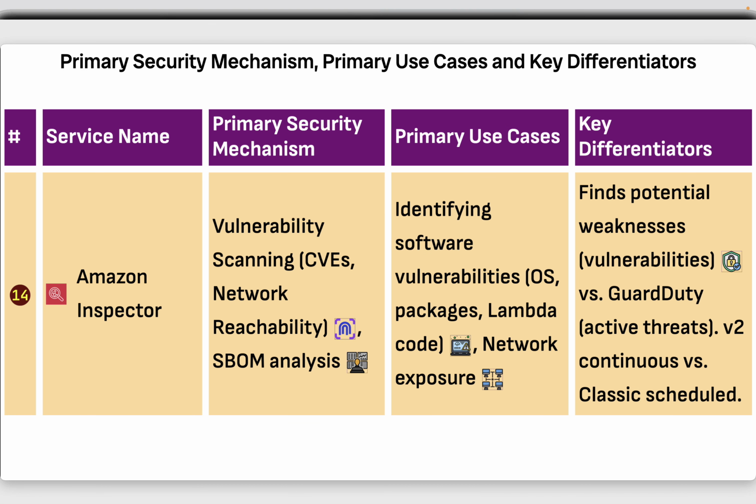Okay, next service, Amazon Inspector. Primary security mechanism is vulnerability scanning through CVEs and network reachability and SBOM analysis. Primary use cases are identifying software vulnerabilities within operating systems, packages and Lambda code, and network exposure. Key differentiators are it finds potential weaknesses, vulnerabilities, when compared to something like GuardDuty, which is for active threats. And there is continuous versus classic scheduled. There are two options. And CVE stands for common vulnerabilities and exposures, and SBOM stands for software bill of materials.